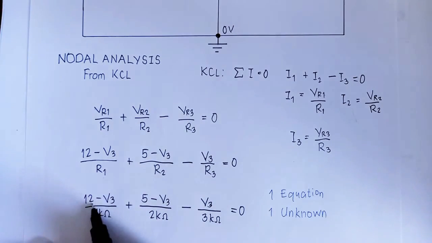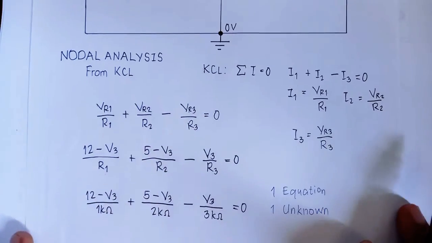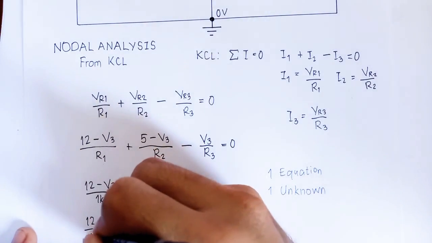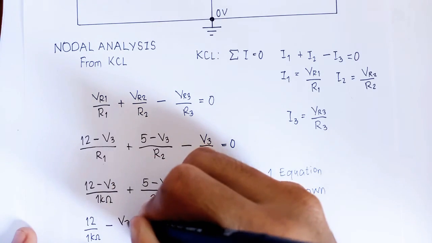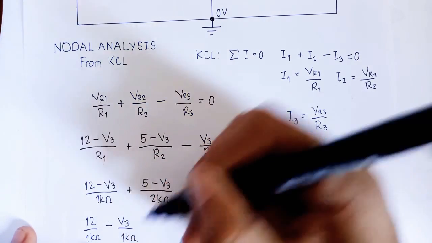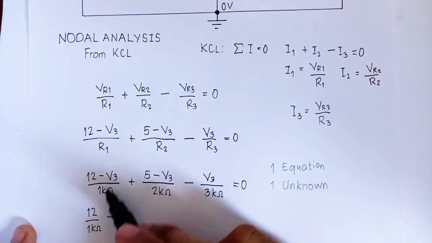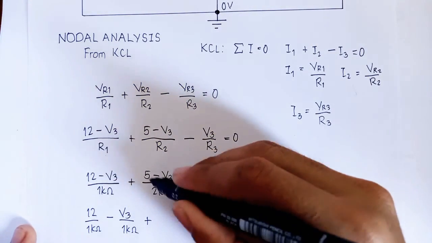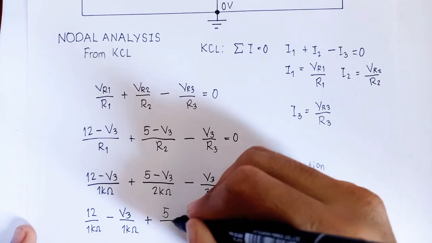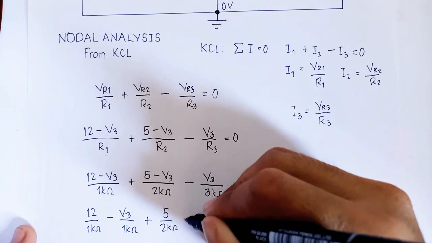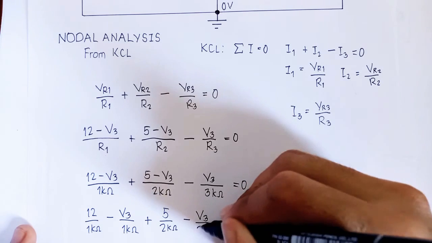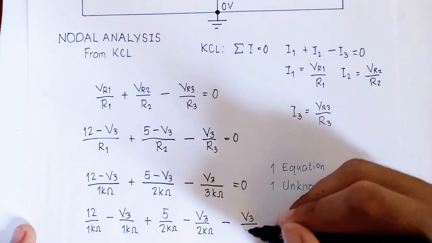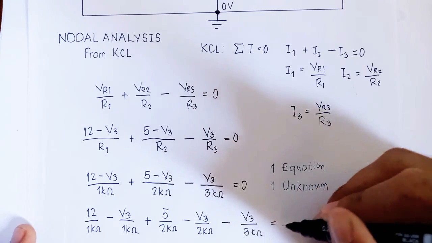Okay, we know that 12 minus V sub 3 over 1 kilo ohms, pwede siyang paghiwalayan na magiging 12 over 1 kilo ohms minus V3 over 1 kilo ohms. Diba? Pwede siyang paghiwalayan kasi same denominator lang naman. Plus, paghiwalayan din natin to. So, 5 over 2 kilo ohms minus V3 over 2 kilo ohms minus V sub 3 over 3 kilo ohms equals 0.